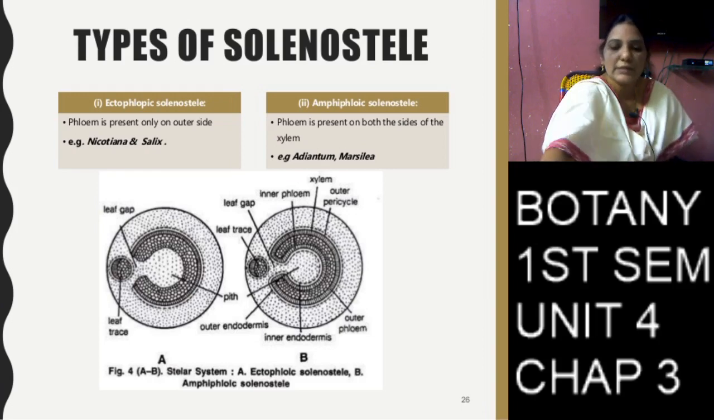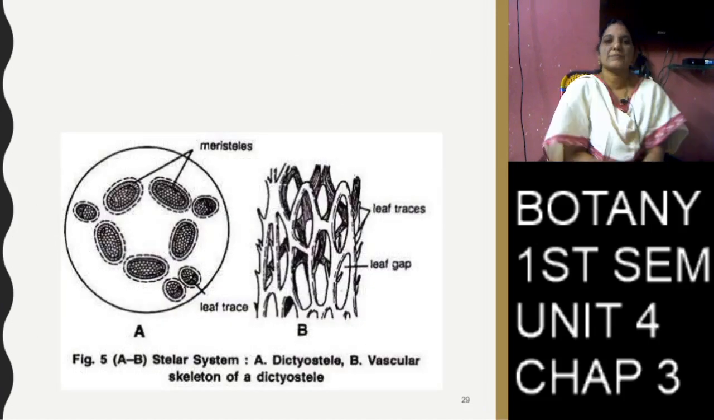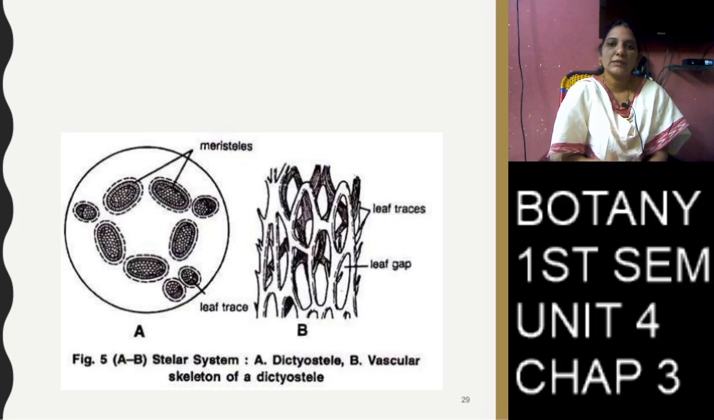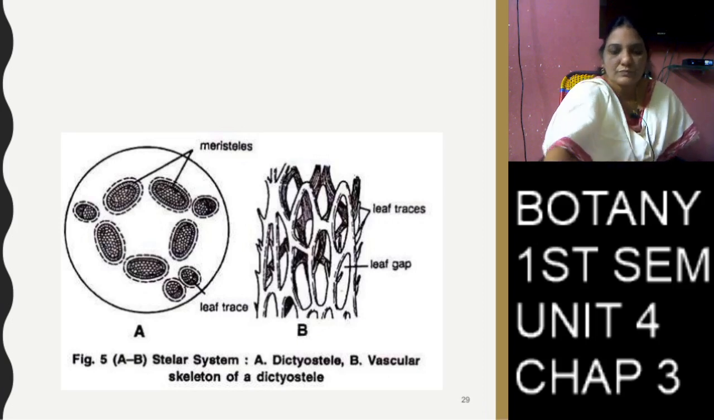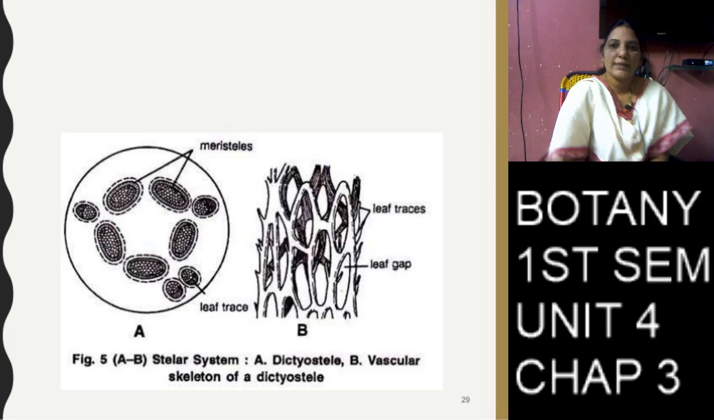But in dictyostele, so many leaf gaps are there, and the leaf traces are also present here. So many leaf traces are present opposite of the leaf gaps. So this type of stele is called dictyostele. For example, Adiantum.